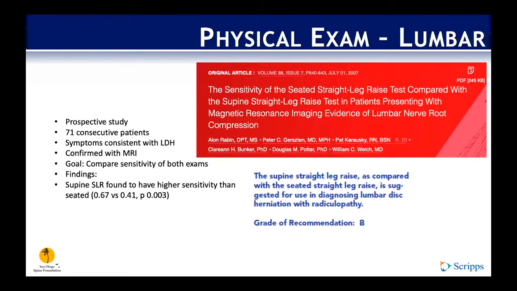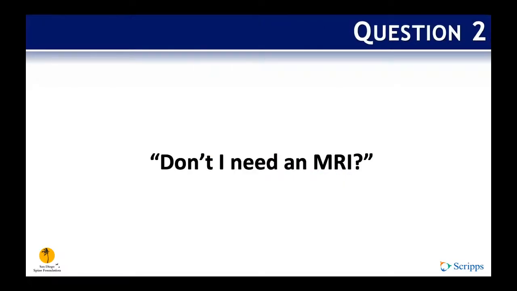And then getting further into the question of what other physical exams we should be doing for this patient, sensitivity of the supine versus the seated straight leg raise is an article that was published in 2007 comparing these two, and the supine straight leg raise was found to have a higher sensitivity. That leads to this NAS recommendation on the right that the supine straight leg raise is suggested for use in the diagnosis of a lumbar disc herniation.